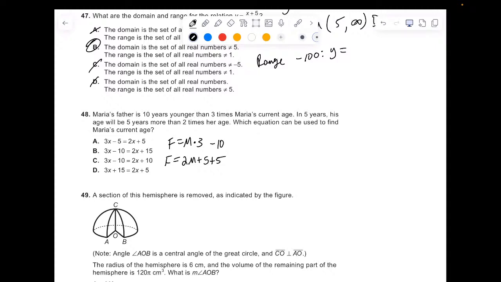Okay. So it looks like they have x is equal to our m. So we're going to set these equal to each other. So 3x minus 10 equals 2x plus 10.